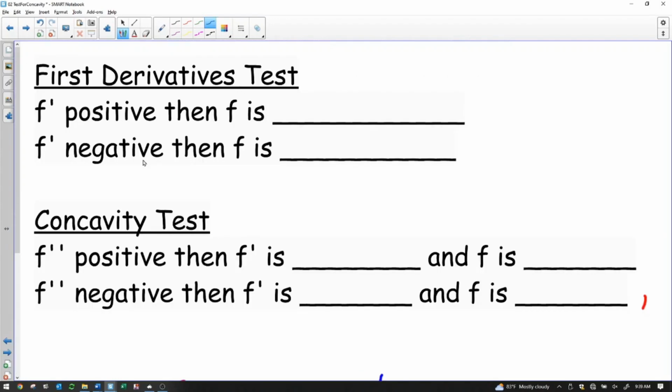First derivative test, this is what we did yesterday. When f prime is positive, then f is what? What goes in this thing? Increasing. When f prime is negative, then f is what? Decreasing. Go ahead and put that in your notes. Today we're going to do the concavity test.